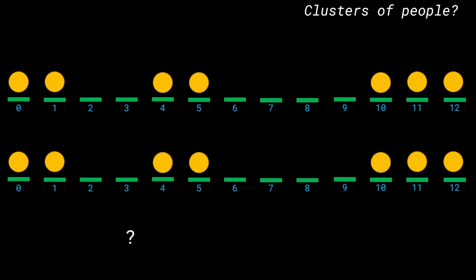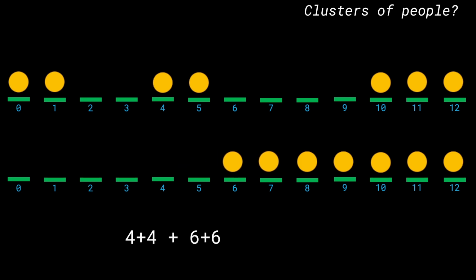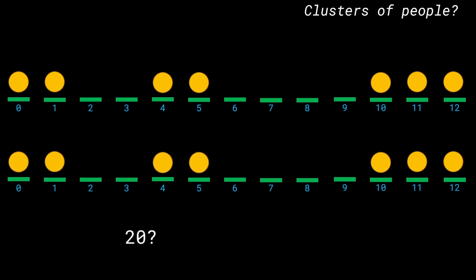So what now? Well, since we said that maybe the biggest cluster is going to attract the most people, let's assume that's the case. Let's assume 10, 11, 12 do not move, but they're going to invite everyone else. So 4 and 5 are going to move to 8 and 9. This is going to take a cost of 4 and 4 respectively. Similarly, we are going to call 0 and 1 to 6 and 7, right? So this will take a cost of 6 and 6, giving us a total cost of 20.